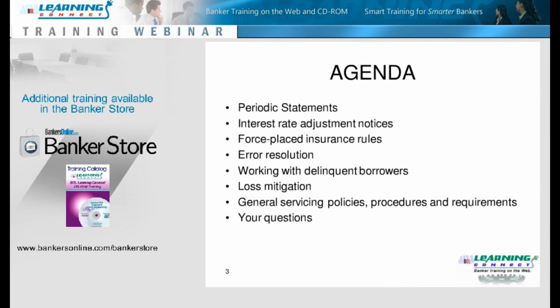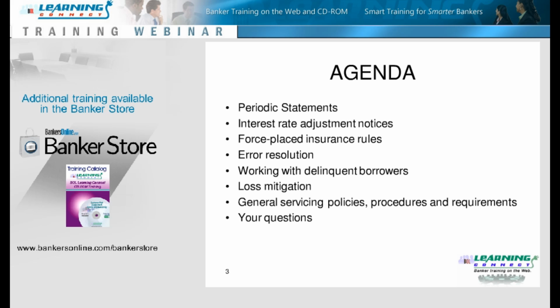What we're going to be talking about today are the new servicing rules. These came about as a result of changes made to the Truth in Lending Act and the Real Estate Settlement Procedures Act by the new sheriff in town, the Consumer Financial Protection Bureau. Those spawned corresponding amendments to Regulation X and Regulation Z.